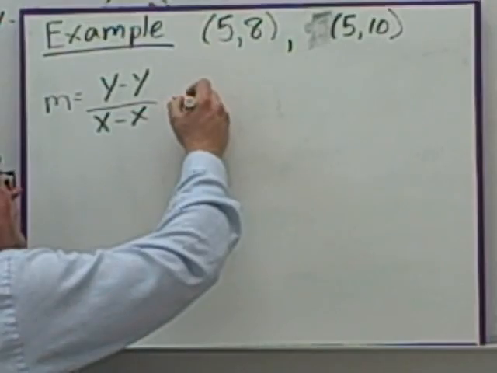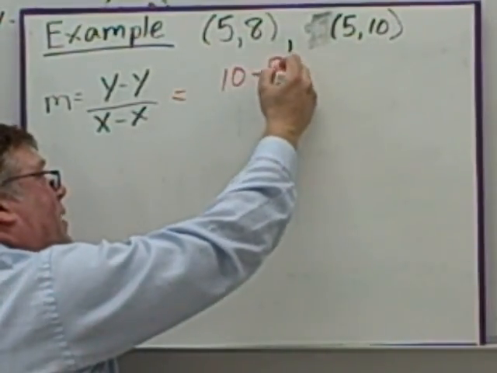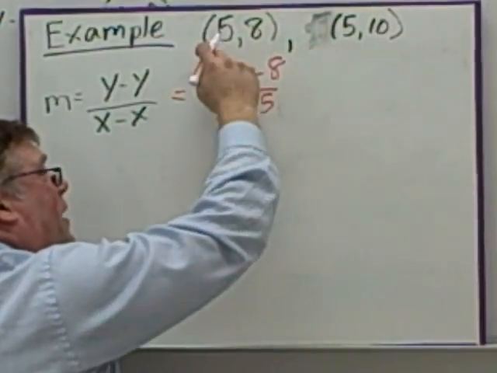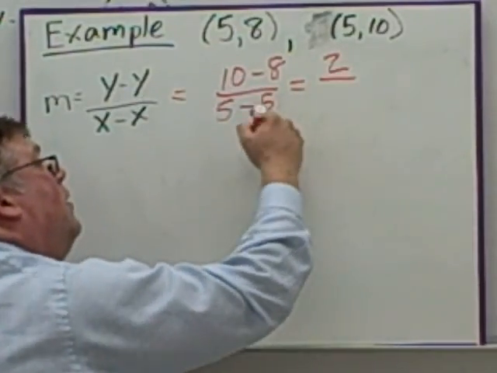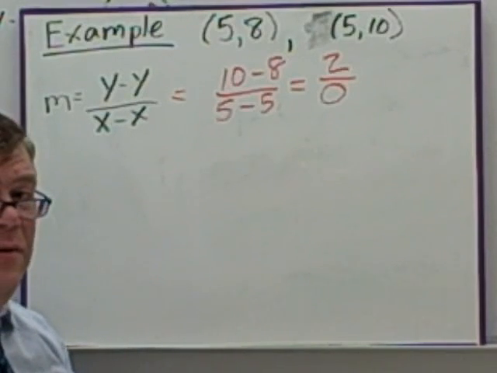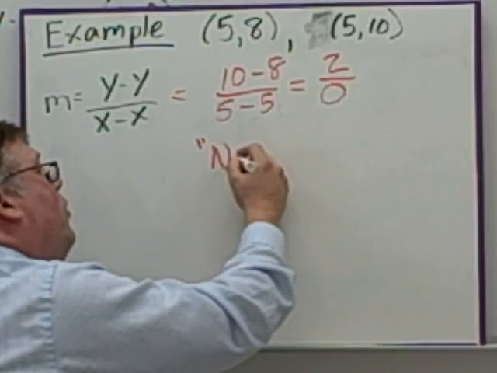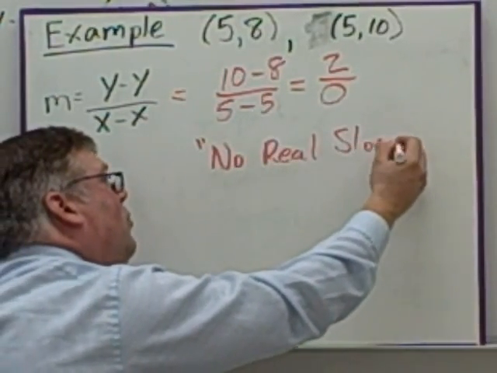Let's try this one. We're going to do the y minus the y, 10 minus 8, 5 minus 5 on the bottom, because it's x minus x. 10 minus 8 gives me 2. 5 minus 5 gives me 0. Can you divide anything by 0? No. The answer here is no real slope.